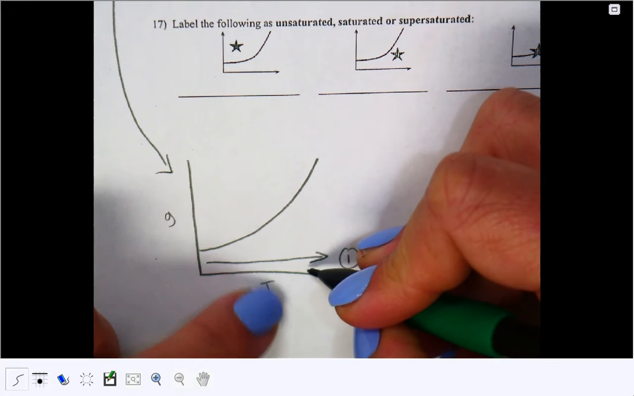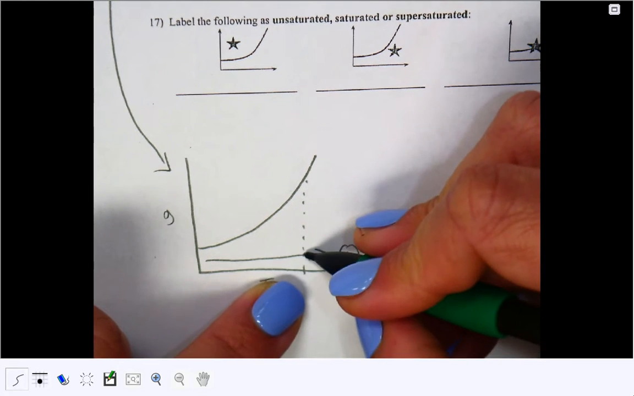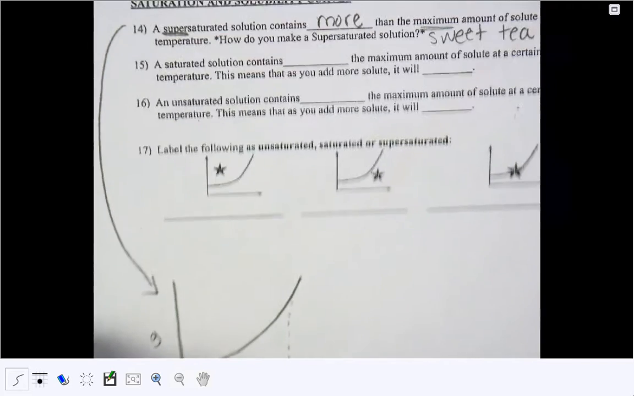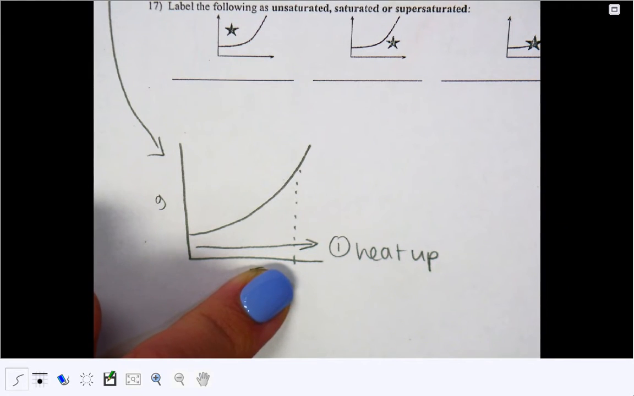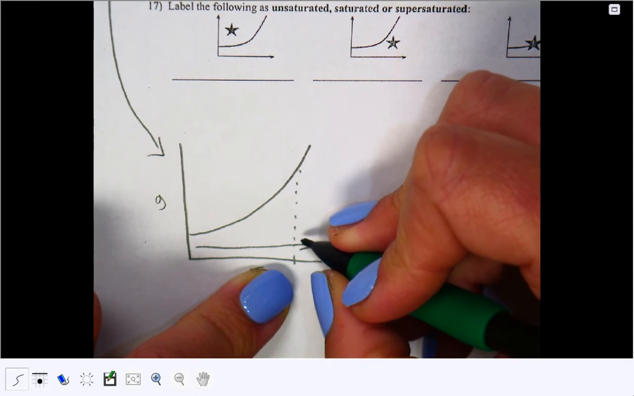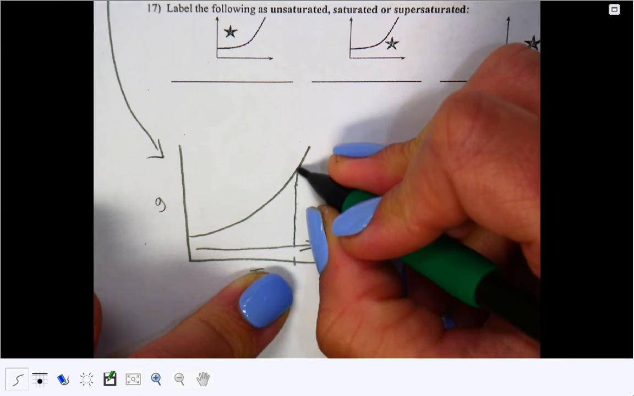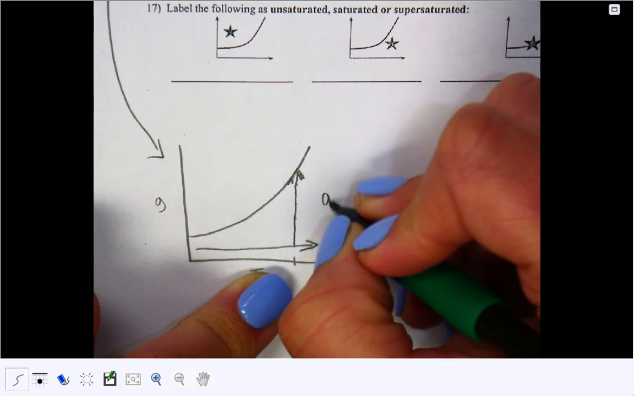What are we going to do right when we get to this temperature? Think about that sweet tea. We're trying to add sugar to it, right? So we're going to add solute until saturation. We're going to add solute until we hit that solubility curve, the saturation. So add solute.